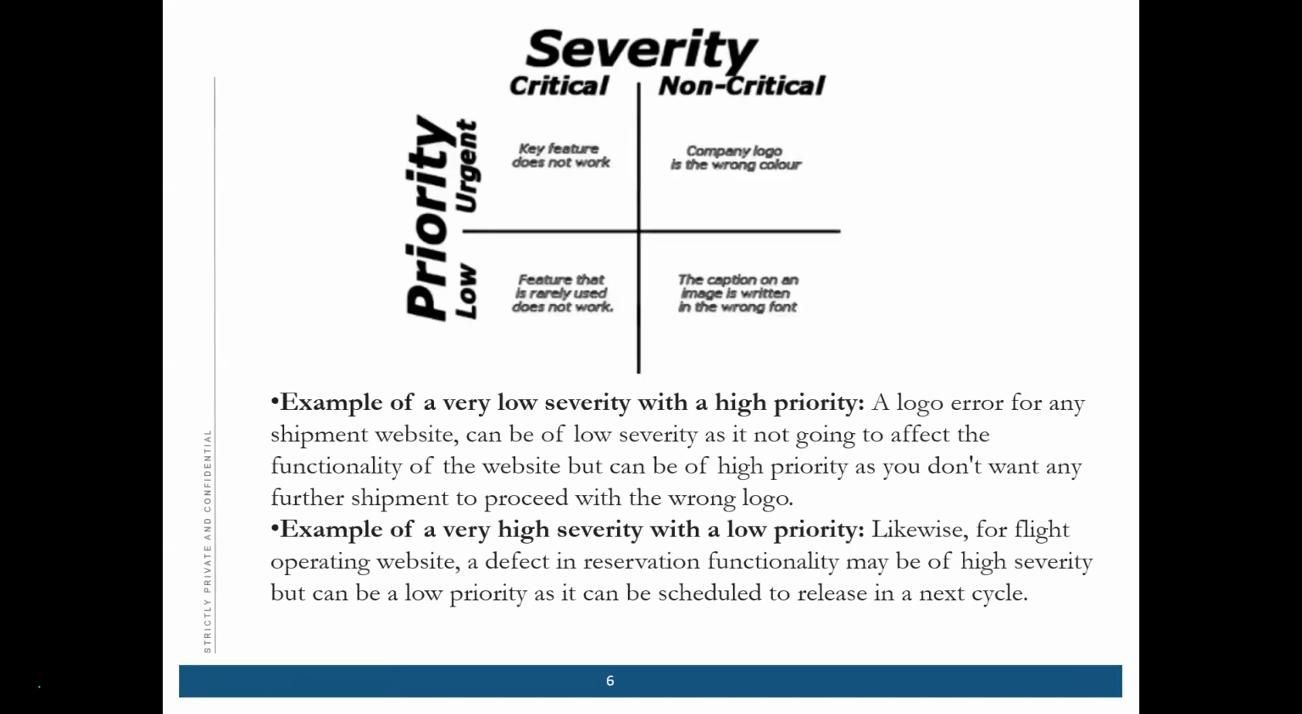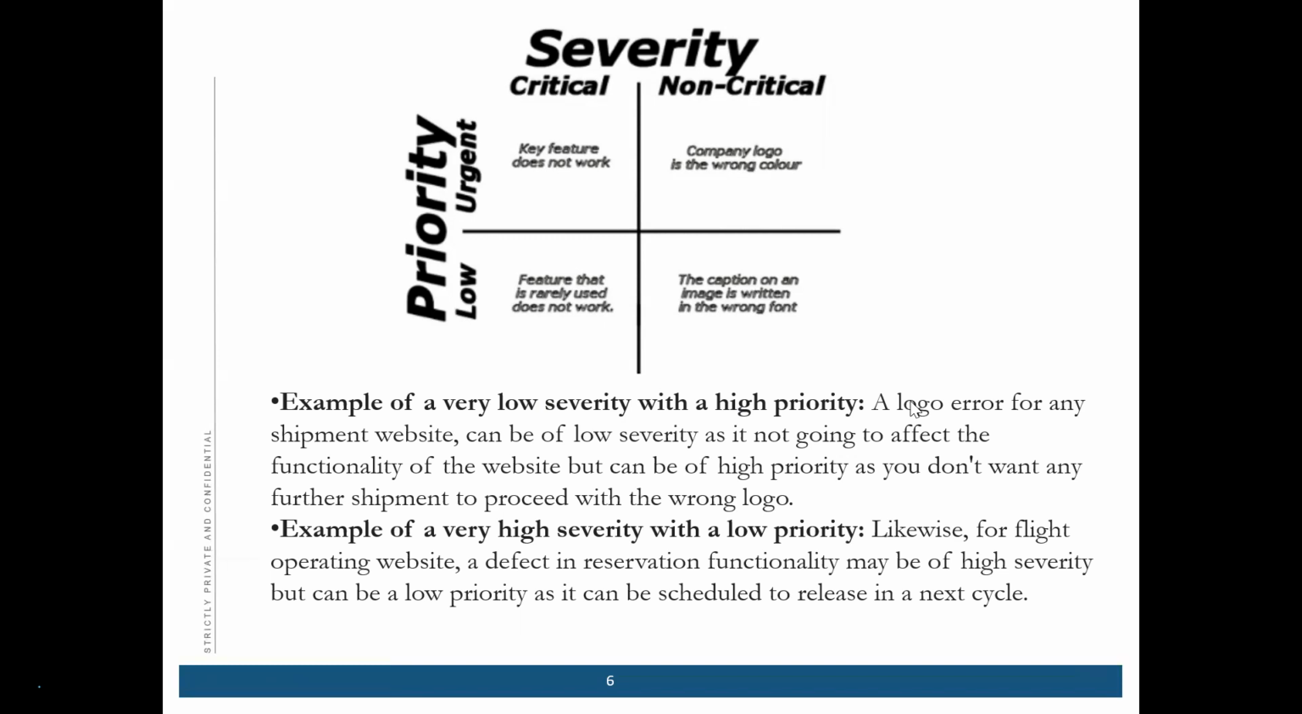Now, severity and priority examples. This question is also asked sometimes: can you tell me an example of high priority and low severity? So can someone read it for me? Like maybe Shrisha can read it for me.